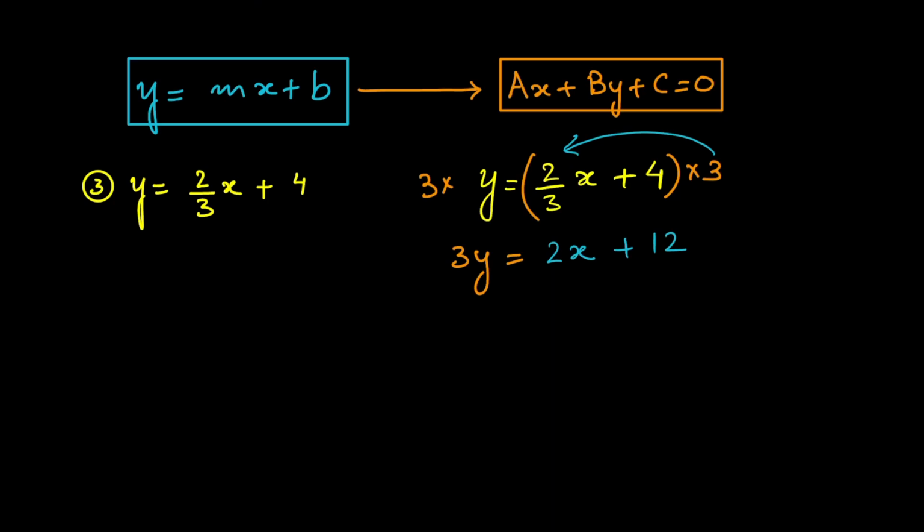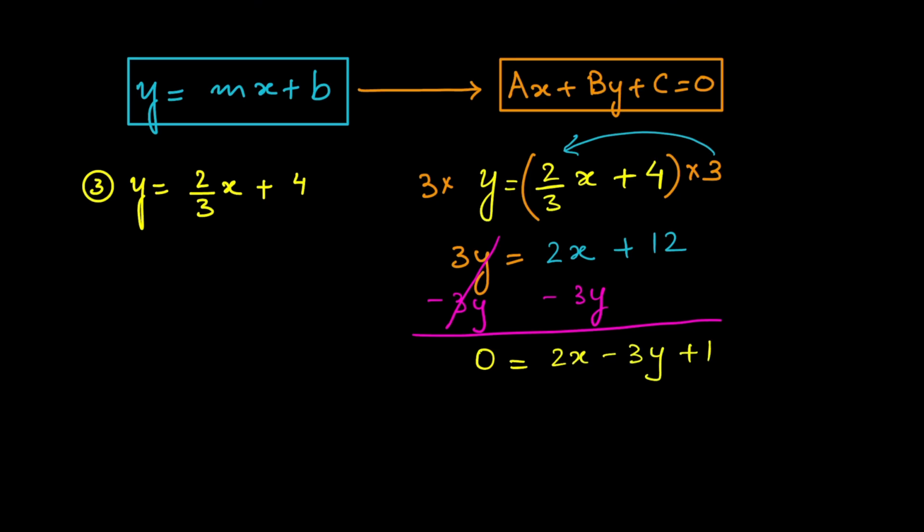Now we see that for 2x there is no fraction left, so we have to move this 3y to the right side. So we do the opposite operation for this. We subtract 3y on both sides. So this cancels out, and then we have 0 equals, always the x term first, then the y term, and then the constant. Then switch the sides, so we get 2x minus 3y plus 12 equals 0.